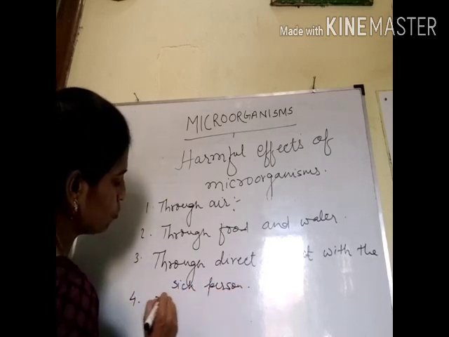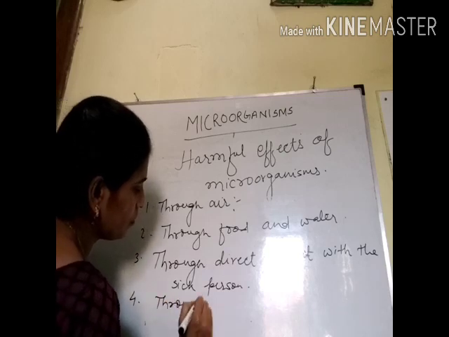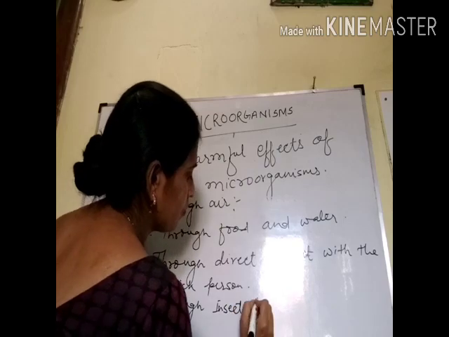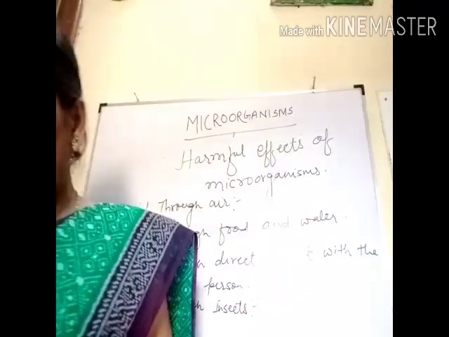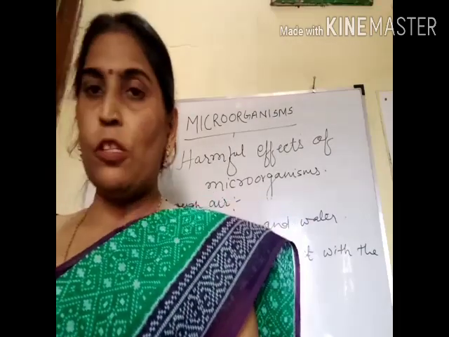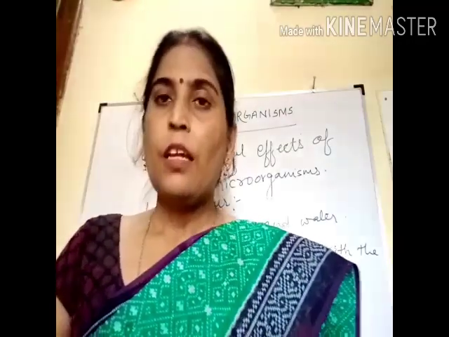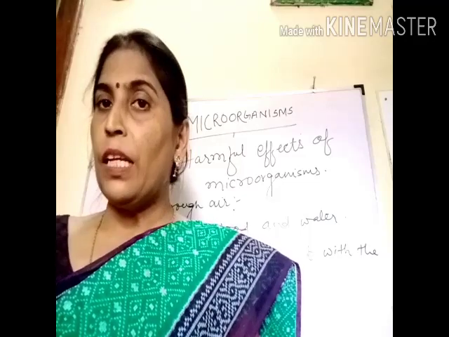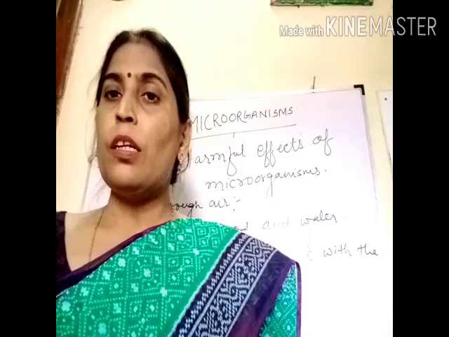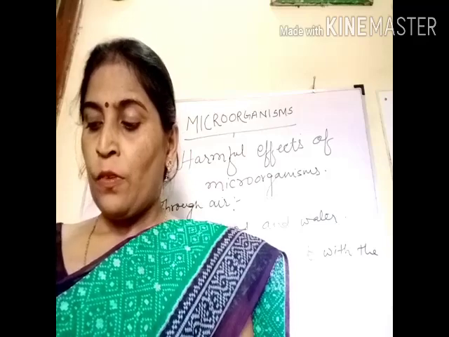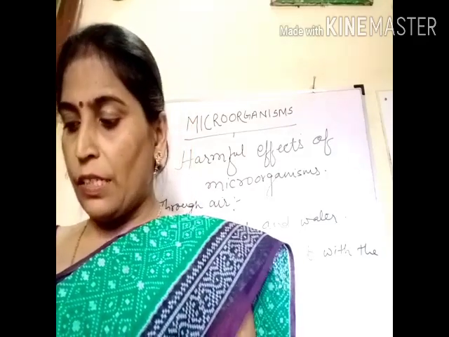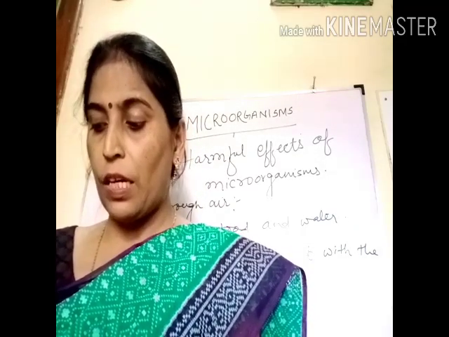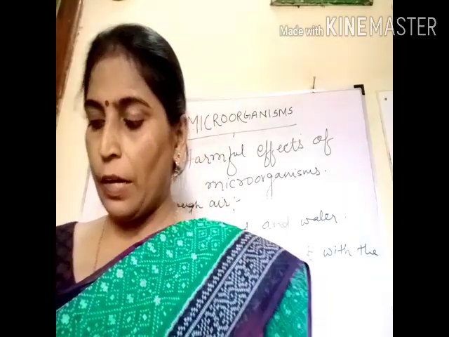And the next is through insects. Mosquitoes, flies or fleas are carriers of germs. Like malaria, which is caused through the Anopheles mosquito, a carrier of the malaria germs. When it bites a healthy person, he or she may get infected with malaria.